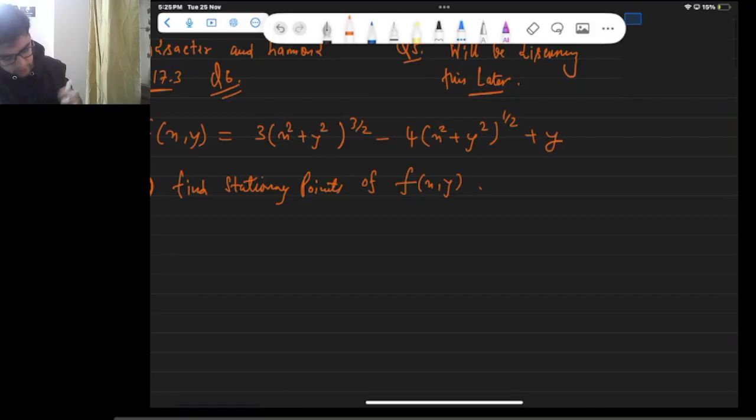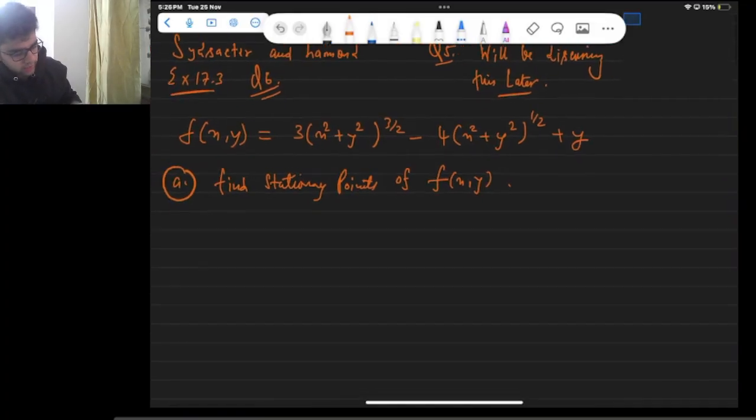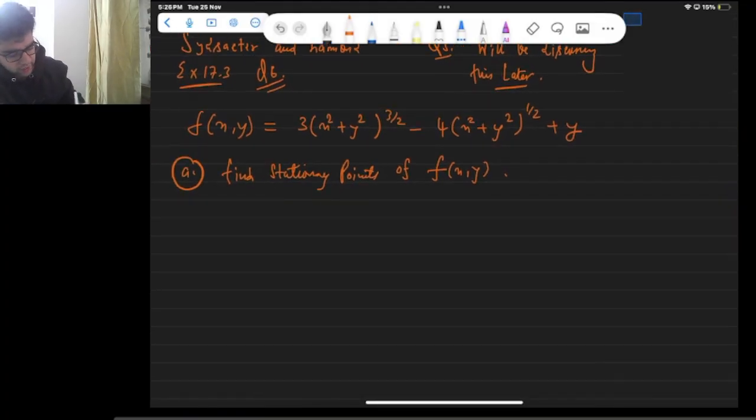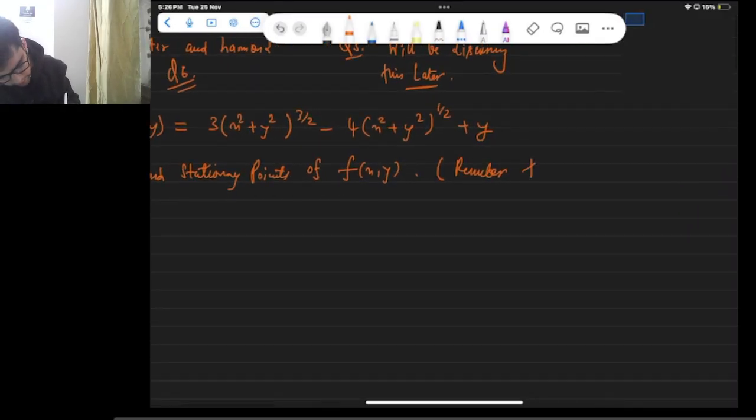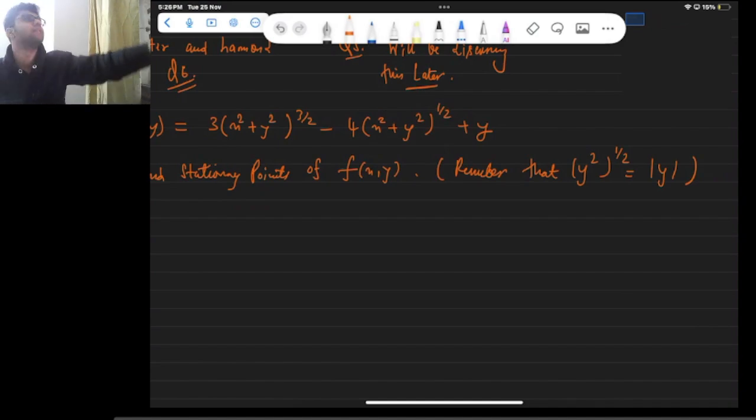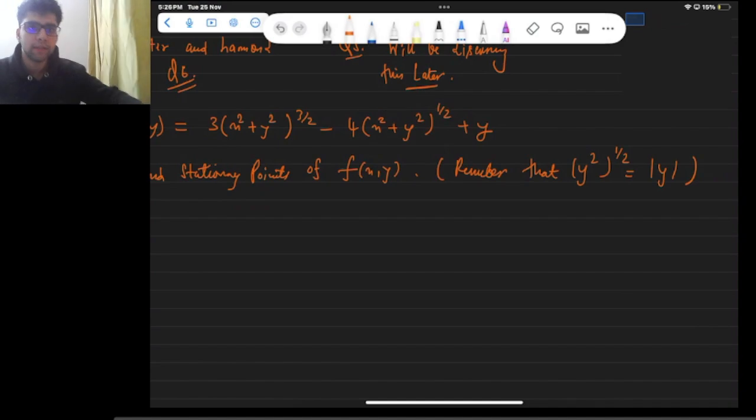So the statement that they have written alongside part A, which is find the stationary points of f(x, y), is: remember that (y²)^(1/2) is equal to |y|. I hope you get this statement. I'll be explaining this later on.